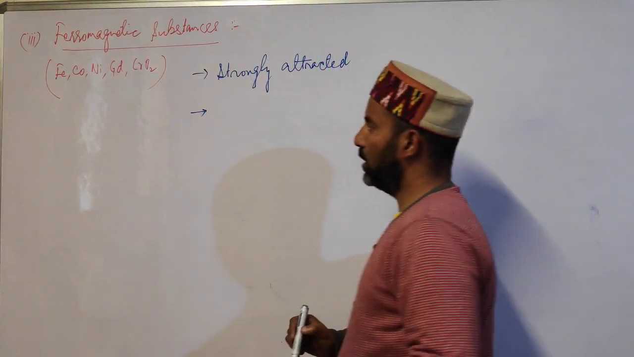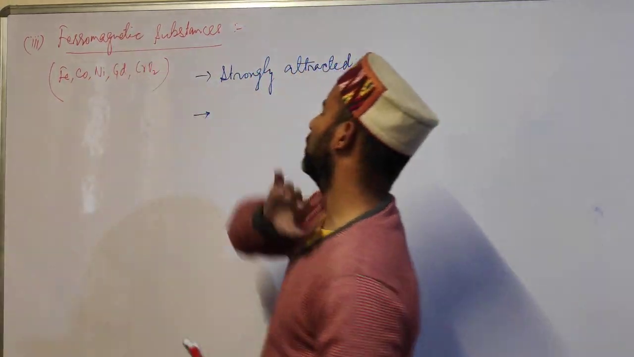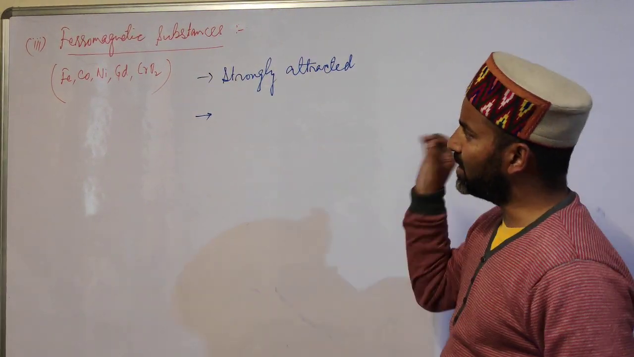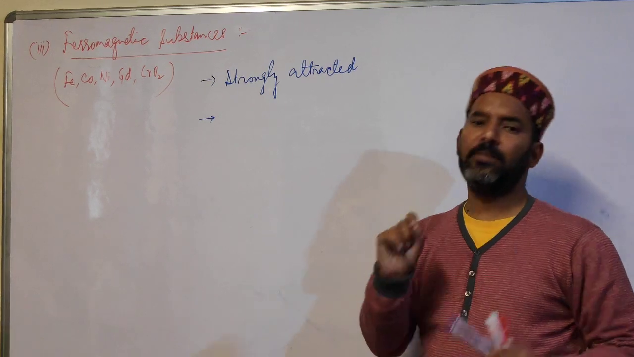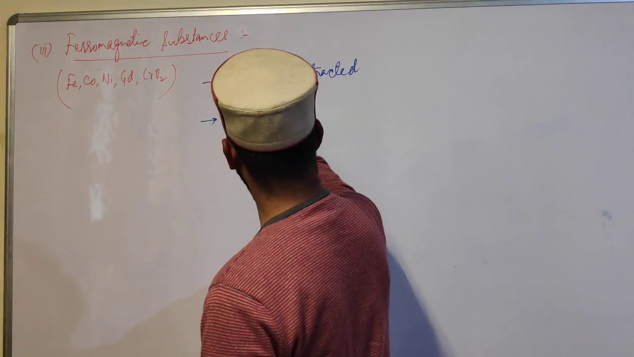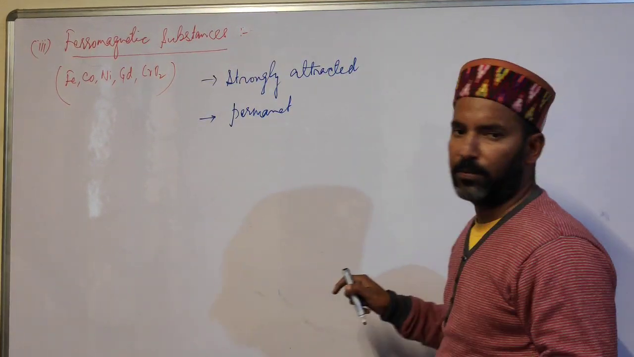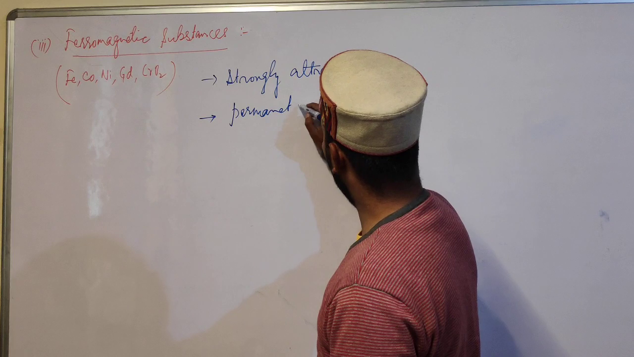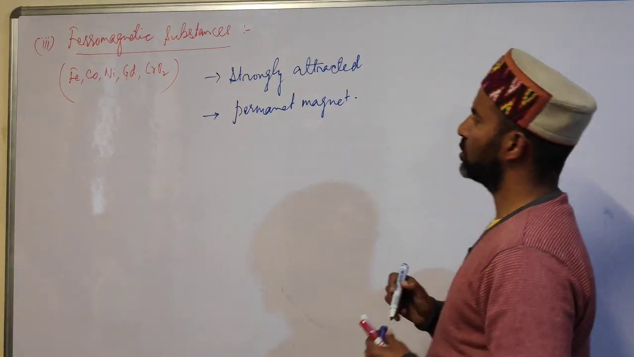Students, common examples are iron, cobalt, nickel, gadolinium and chromium dioxide. These substances are permanently magnetized. That means these act as permanent magnets. Once they get magnetized, they become permanent magnets.